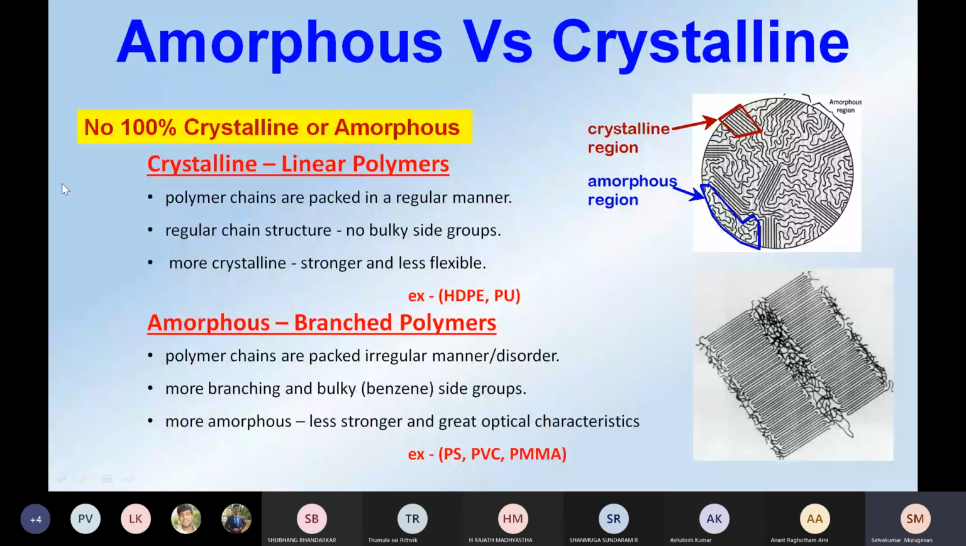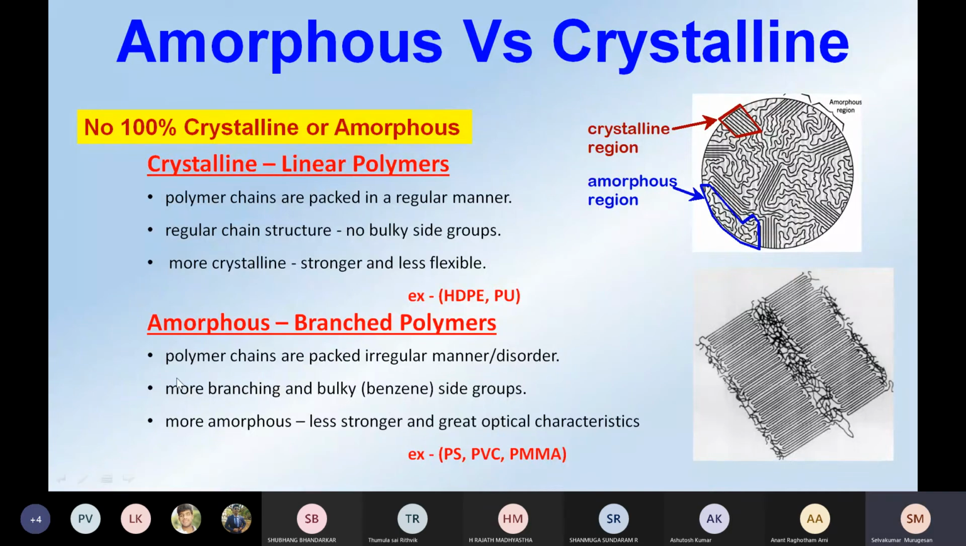If you see crystalline or linear polymers, usually linear polymers are called crystalline polymers. The polymer chains are packed in a regular manner, and they have a regular chain structure. That means there is no bulky side group like benzene or some aromatic structure present in the main chain. Since they are more crystalline, they possess more strength and less flexibility. The best examples are high density polyethylene and polyurethane-based polymers. Once the density is high, it means they have more crystalline nature.